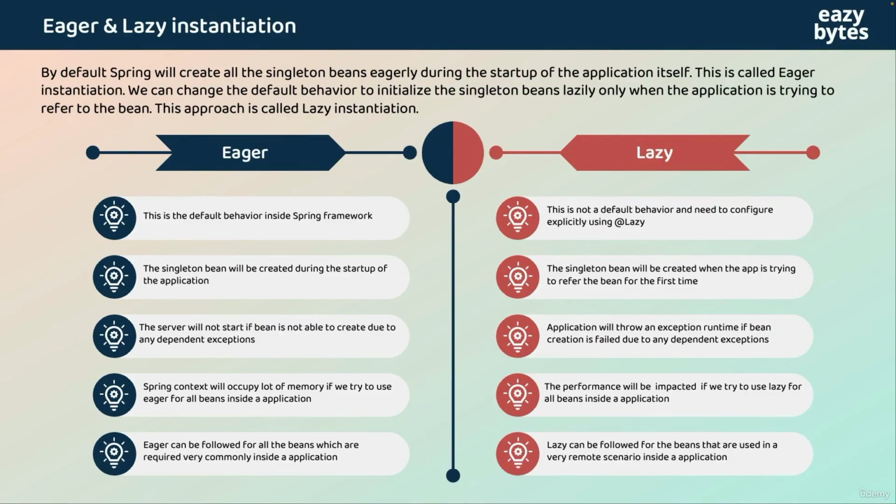If you try to create all your singleton beans eagerly, then the Spring context will occupy a lot of memory. For example, if your application has 1,000 different singleton beans, and all these 1,000 different beans are initialized using eager, then obviously these 1,000 different beans' information has to be stored inside the Spring context, which is going to take some memory. That's why don't try to create all the beans eagerly. Mark a few of the non-important beans or the remote scenario beans with lazy initialization, so that only the minimum required beans are going to be created during the startup of the application.